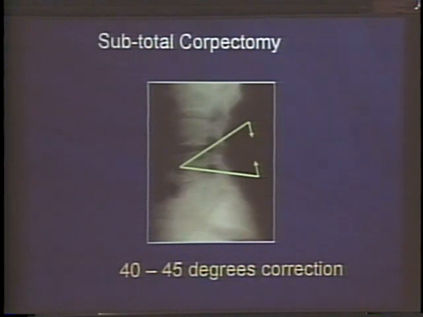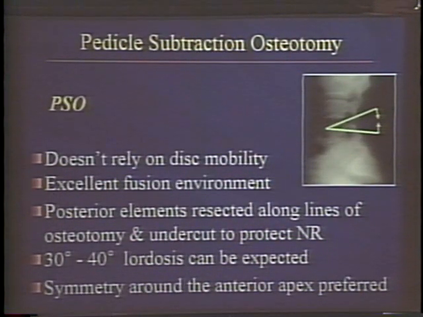We can make it a little bigger and do a subtotal corpectomy just by extending it to the end plate proximally and distally and still hinging it at the anterior vertebral body. And we can increase the correction to some 40 to 45 degrees by enlarging the osteotomy. The pedicle subtraction osteotomy is quite useful. It does not rely on disc mobility. It has an excellent fusion environment.